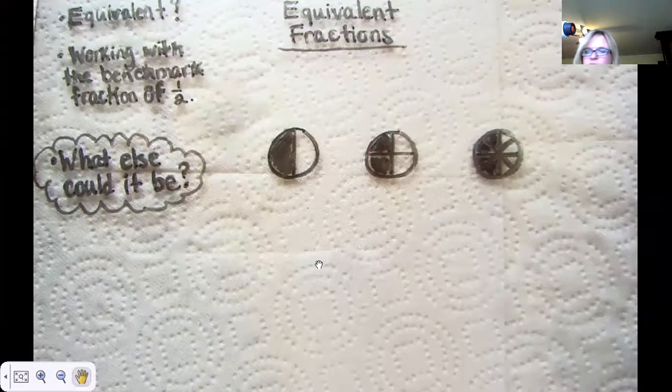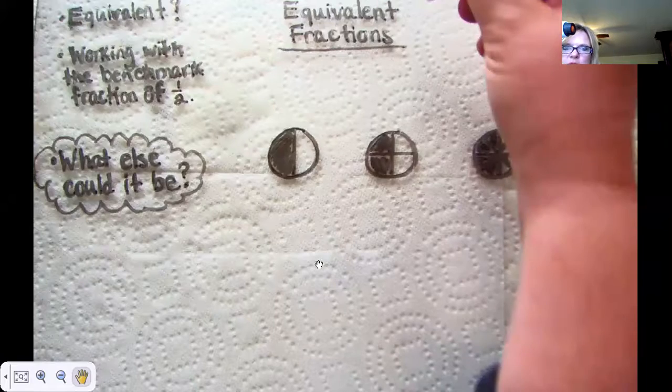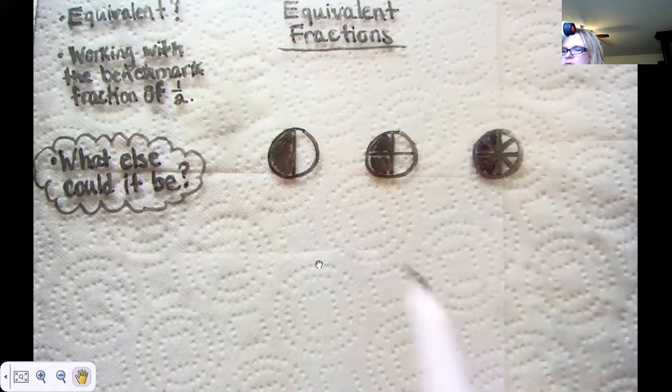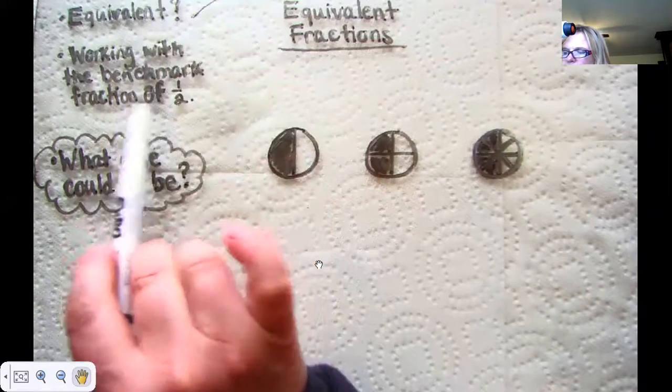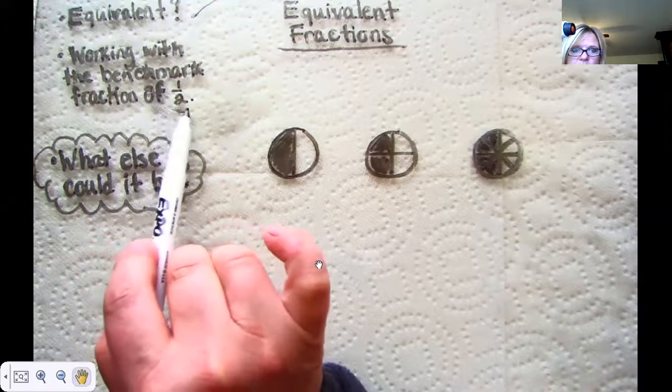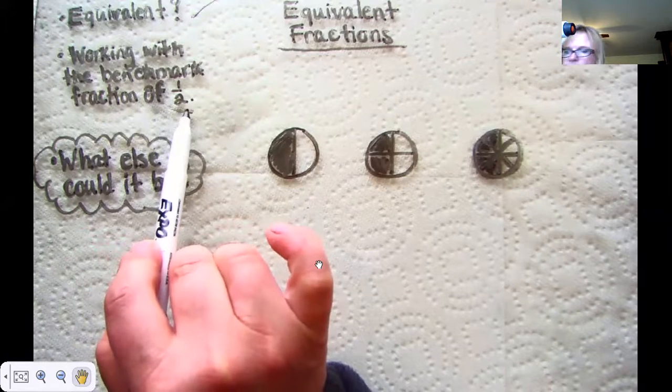So we're talking about equivalent fractions, fractions that are equal to each other. And today we're going to be focusing on 1/2, that benchmark fraction of 1/2, okay?